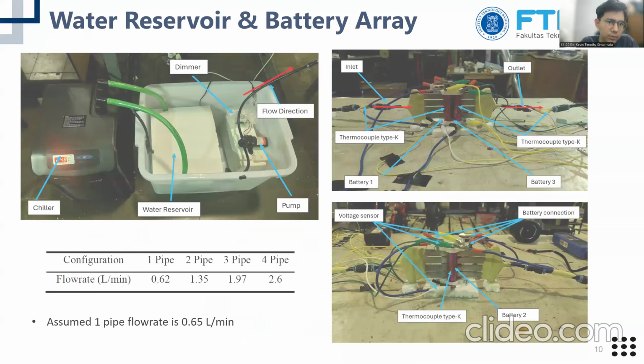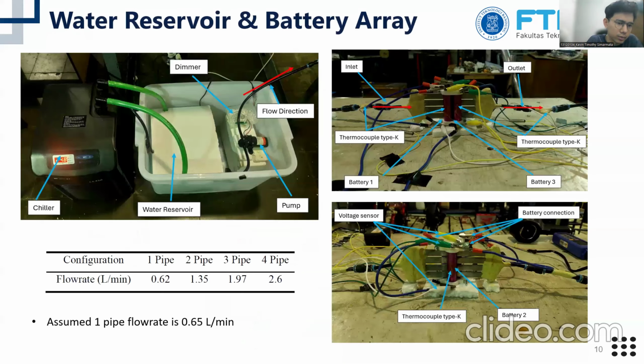And then this is the water reservoir in the battery area. We assume one pipe flow rate is 0.65 liter per minute, and therefore with an increase in the number of pipes, the flow rate will also increase. We cannot get the exact value due to the limitation of the pump and the flow rate. And then this is the battery arrangement.